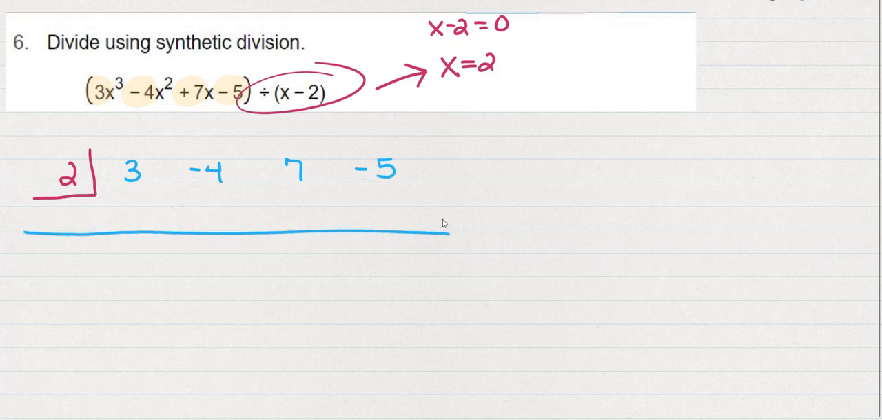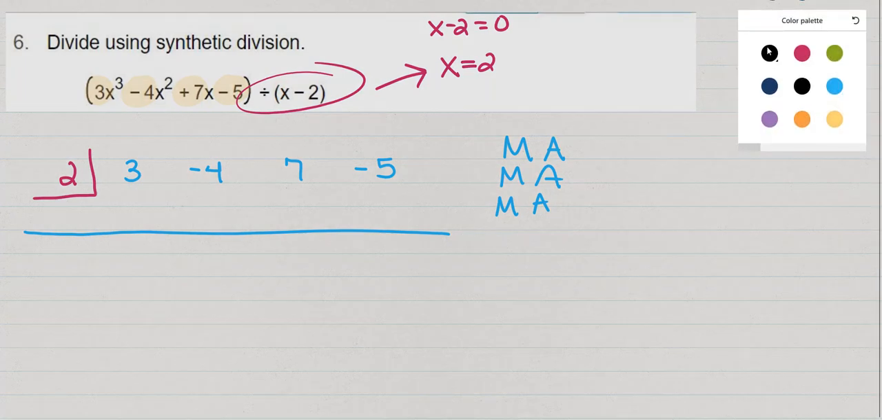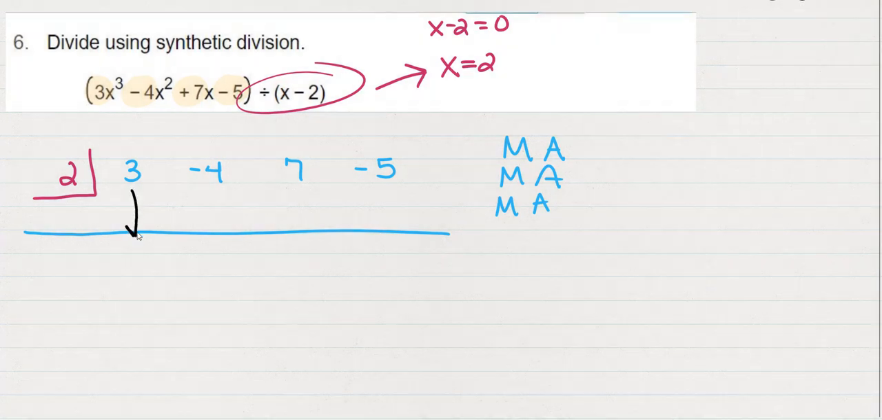Draw a line, and then remember, multiply, add. Multiply, add. We keep multiplying and adding till we're done. Start with the drop down. So the 3 drops down. You can think of that 3 as skydiving down, and it calls out "ma," right? Like calling for your mom because you're frightened. The 3 drops down, and then we'll multiply.